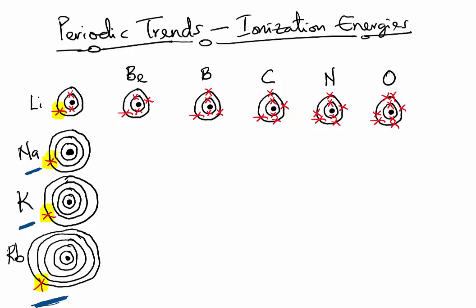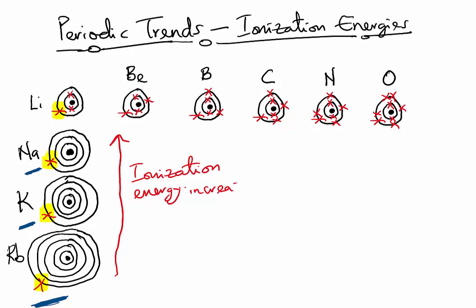And conversely, that means as we go up the group, ionization energy will increase. So ionization energy increases up the group.